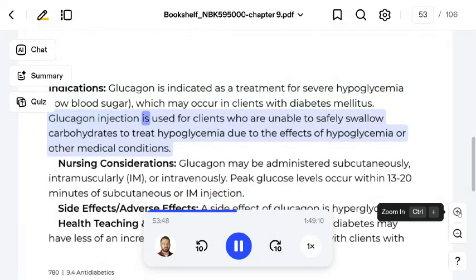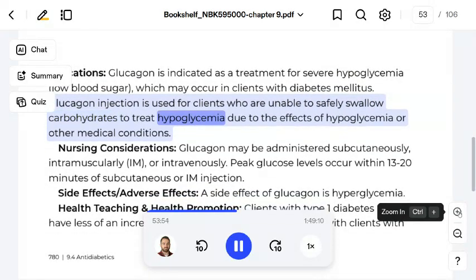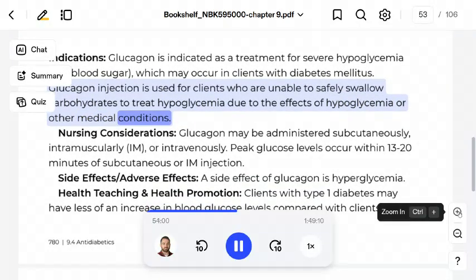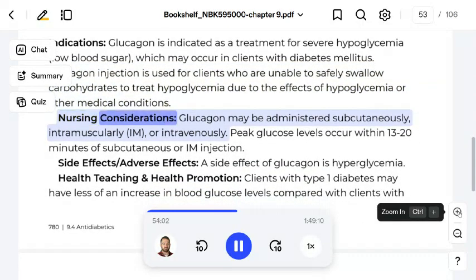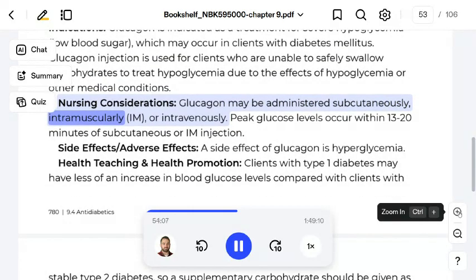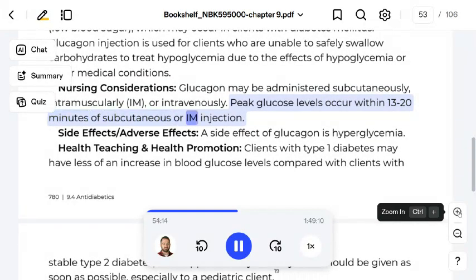Glucagon injection is used for clients who are unable to safely swallow carbohydrates to treat hypoglycemia due to the effects of hypoglycemia or other medical conditions. Nursing considerations: glucagon may be administered subcutaneously, intramuscularly, or intravenously. Peak glucose levels occur within 13 to 20 minutes of subcutaneous or IM injection.